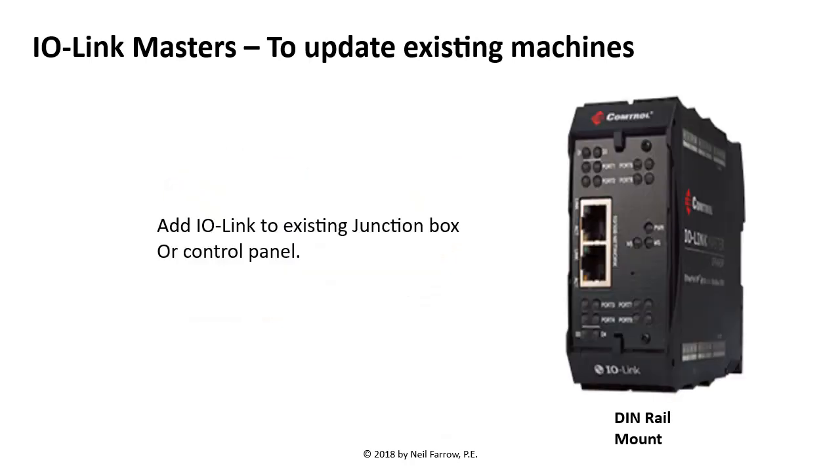They're DIN rail mountable to go in a junction box in case you need IP69K or if you're doing a retrofit. You could put this in an existing junction box and wire it up to the existing wiring and upgrade the 1 or 2 IO-Link sensors that you truly need.